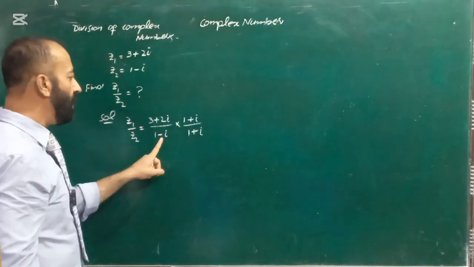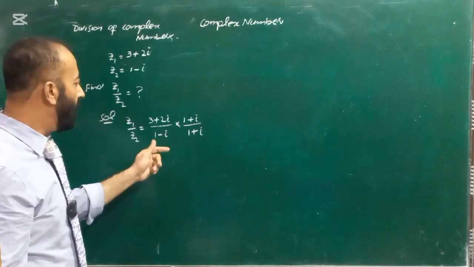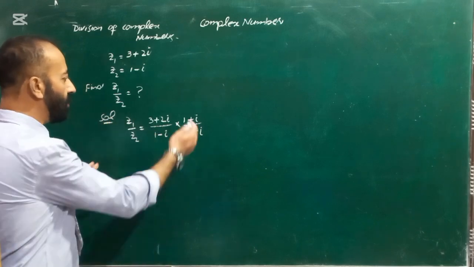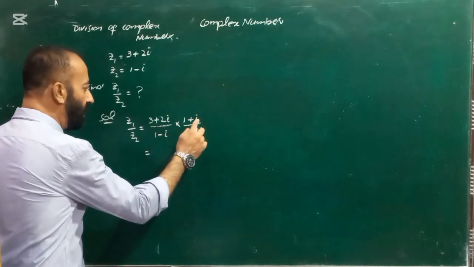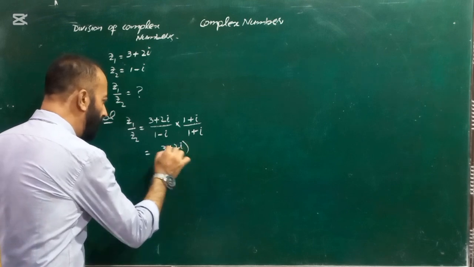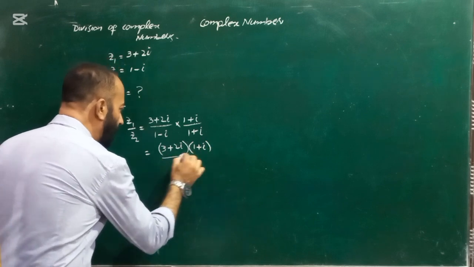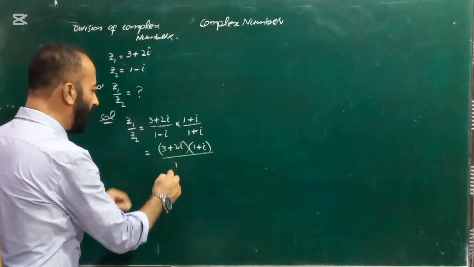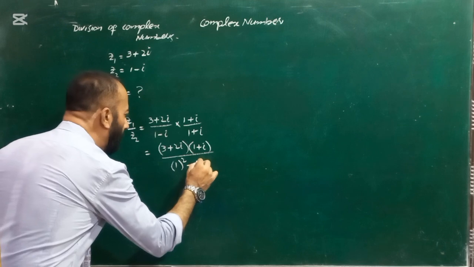So look now, we have changed the sign of the imaginary part of the denominator, and that value is multiplied and divided with the original value to cancel the effect. So this 3 plus 2 iota will be multiplied by this one: 3 plus 2 iota into 1 plus iota, and in the denominator the formula (a plus b) into (a minus b) is used, which is equal to a square minus b square.